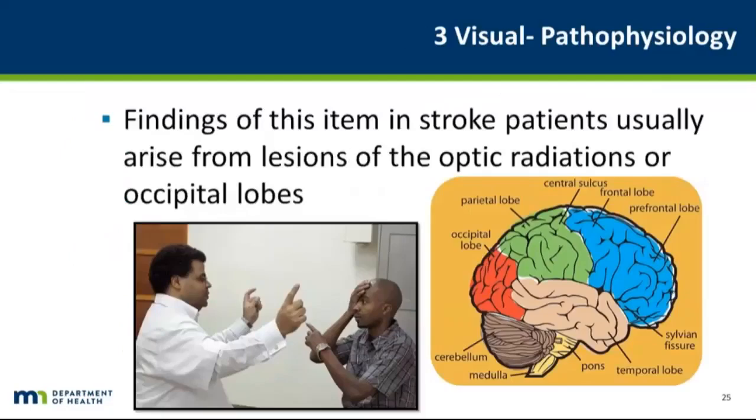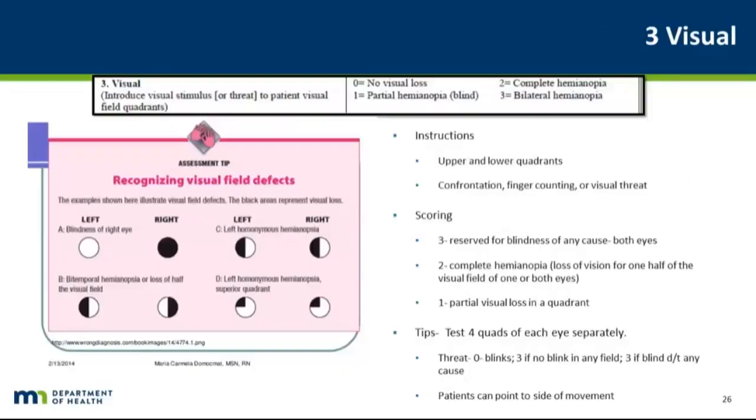The third element of the NIH Stroke Scale is visual. Findings of this item in stroke patients usually arise from a lesion of the optic radiations or occipital lobe. For testing of visual fields, you want to test the upper and lower quadrants of each eye. In the training videos, some of the examiners use finger wiggling and others use counting of digits. In this item, we seek to demonstrate normal visual fields, not their counting ability or refractive error, but it is okay to use both methods.